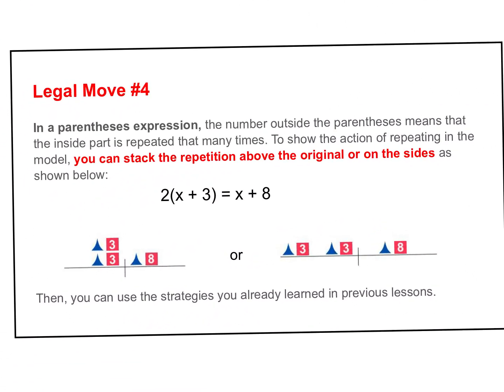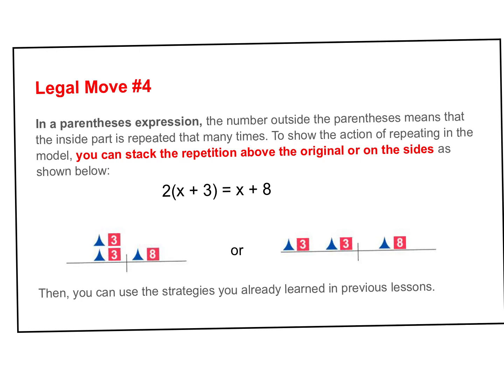And that brings us to legal move number 4. In a parentheses expression, the number outside the parentheses means that the inside part is repeated that many times. And to show the action of repeating, we can stack the repetition above the original or on the sides as shown below. I'm typically going to always show it as a stack, just so you know. You can do it this way, but I think sometimes it's really nice to show the stack to start, just because as we start adding more elements to that side of the equation, it helps keep those things kind of separated. And then we just go ahead and use the same legal moves as we've been using in our previous lessons.